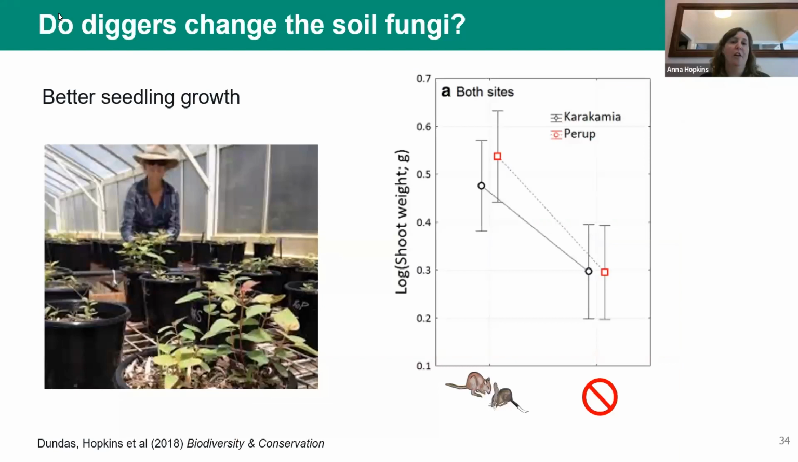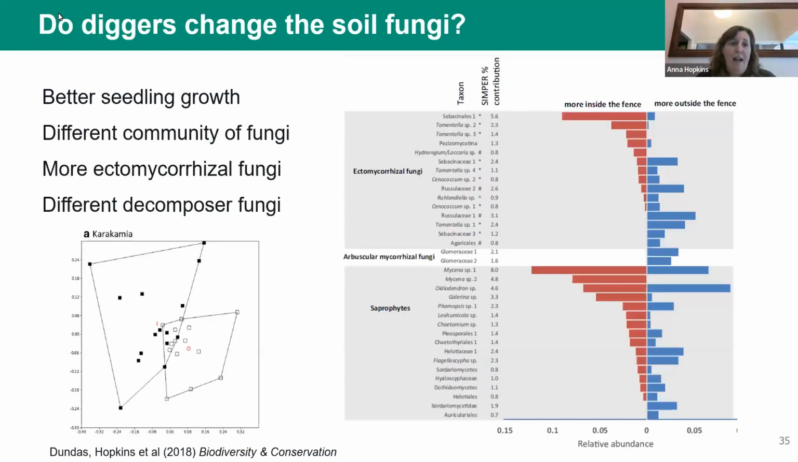And what we found, first of all, was that we had much better seedling growth from those seedlings that were grown in soil taken from inside the enclosures compared to the soil from outside the enclosures. You can see this on the right-hand side, that we had much better seedling growth in the bars on the left, where we had inside the enclosure compared to outside the enclosure. And then we also found that we had different communities of fungi in the seedlings grown in soil from inside the enclosure compared to outside the enclosure.